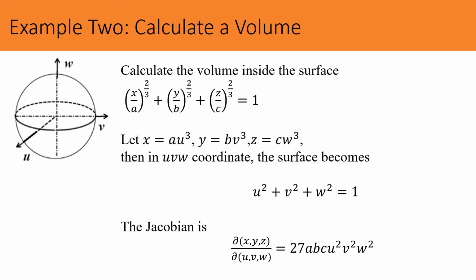Example 2. Calculate a volume. In this example, we need to calculate the volume inside the surface (x/a)^(2/3) plus (y/b)^(2/3) plus (z/c)^(2/3) equals 1. Let x equal a times u cubed, y equals b times v cubed, z equals c times w cubed. Then, in the uvw coordinates, the surface becomes u squared plus v squared plus w squared equals 1. The Jacobian of this transformation is shown on the slide, which equals 27abc u squared v squared w squared.